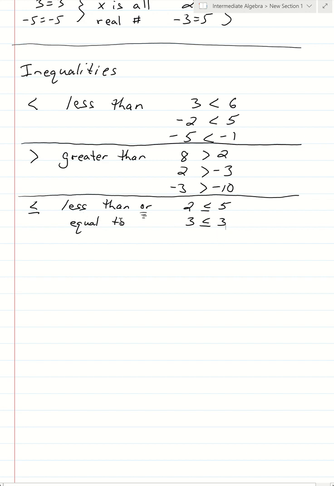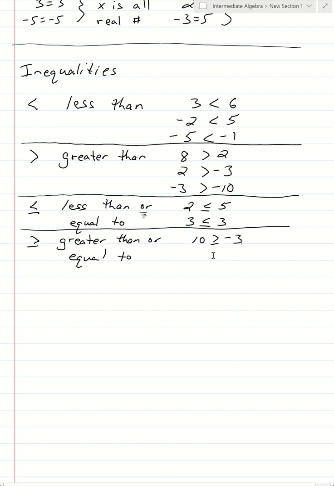One last type of inequality symbol that we will encounter, of course, would be greater than or equal to. That's the symbol for greater than or equal to. And for example, I could write 10 is greater than or equal to negative 3. And that would be true because 10 is greater than negative 3. I could also write negative 4 is greater than or equal to negative 4, because this would also be true because of the or equal to symbol. Even though negative 4 is not greater than negative 4, negative 4 equals negative 4, and only one of the conditions needs to be satisfied.